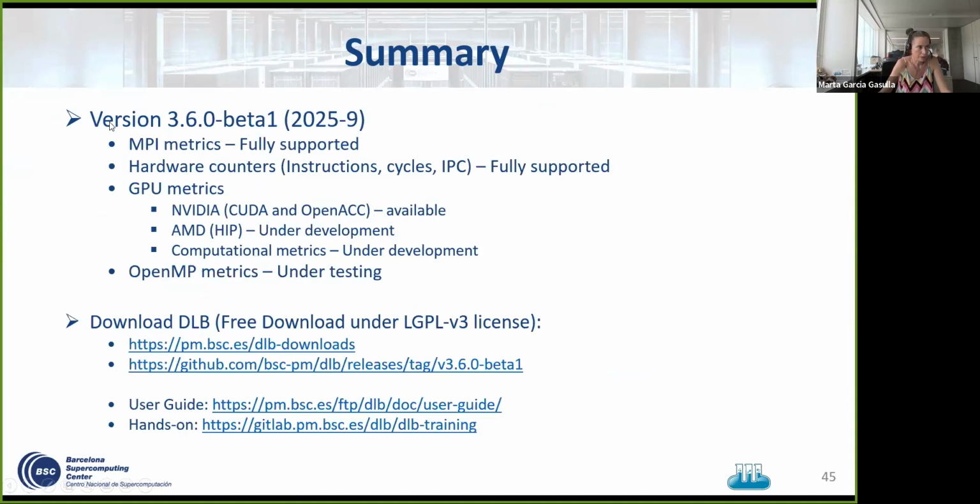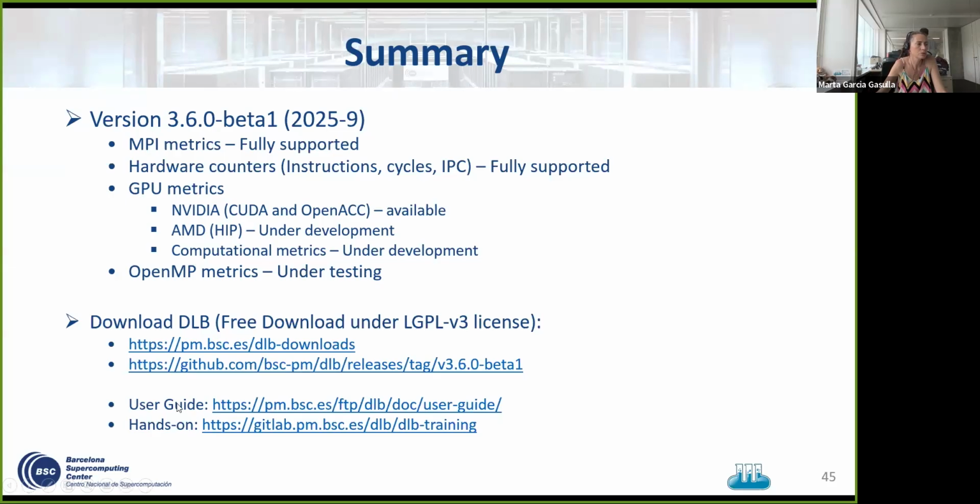As I said, the current version is this one. It supports the MPI metrics, the hardware counters, and GPU metrics for NVIDIA devices using CUDA or OpenACC. The GPU metrics for AMD are under development, and we are also working on getting the computational metrics for the GPUs. And the OpenMP metrics, although they are implemented, are still under testing, and we are trying to finalize some of the metrics, how they are computed.